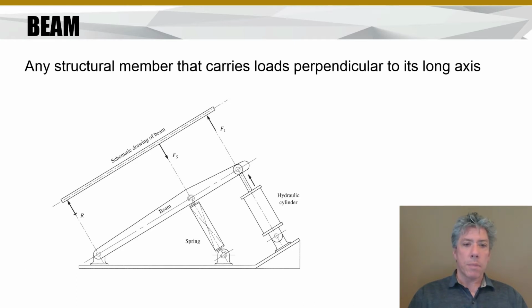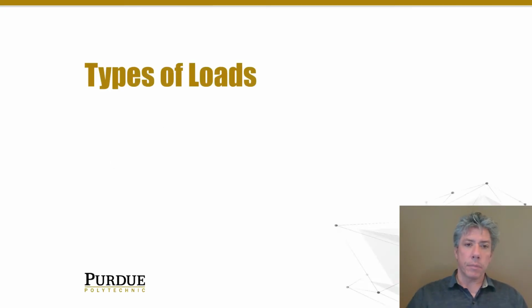So you see this beam and a spring and a hydraulic cylinder from a side view, and then the schematic drawing of it with the force from the cylinder, the force from the spring, and the reaction at the pin. And certainly this beam is being bent, right? So it's not just a beam or a member that's loaded axially, it's loaded cross to the axis.